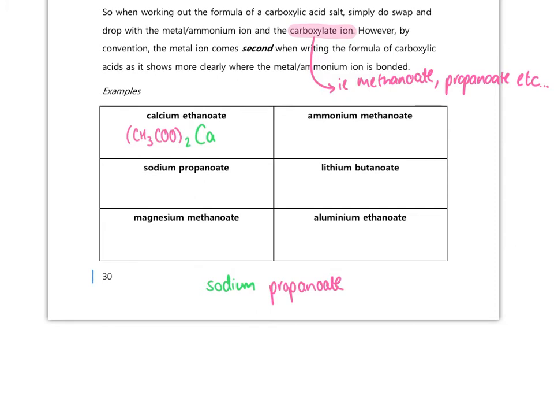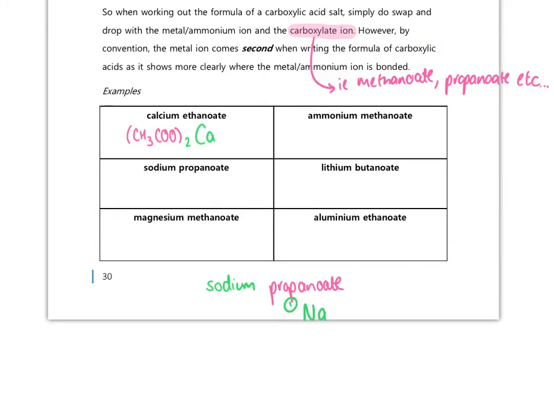Let me do the next one with you, and then I'd like you to pause the video and try the rest yourself. So with sodium propanoate, again, remember we write the metal ion second. So sodium, look at the front of your periodic table, it's in group 1. So that's Na with a valency of 1.